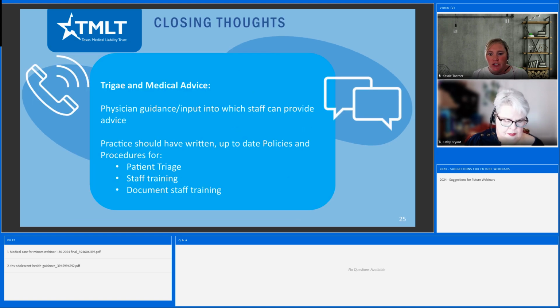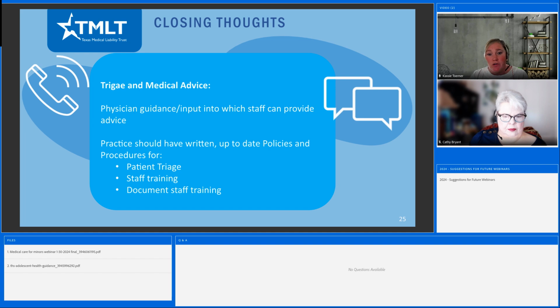So a couple of other additional thoughts, more from a practice management standpoint, in line with how Kathy was talking about preparing parents when their minors are becoming of age and transitioning to adulthood and their own consent of their own care. Couple of things to mention: medical triage advice, encouraging physicians to be a part of that process and provide input into which staff can actually provide advice via the phone or via the portal messages, and having policies and procedures up to date and in place that outline those specific guidelines that are written for patient triage.